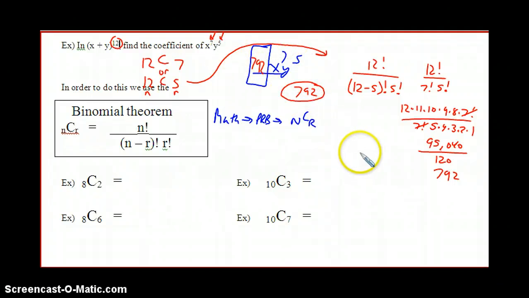A much easier way of doing that is to go to your calculator and type this in. First, you type in the n value, so you do 12. Then hit the nCr button, which again can be found under math, then probability, and then type in the 5, and you should get 792. Just to verify that these are both the same, type in 12 nCr 7, and you should also get 792.